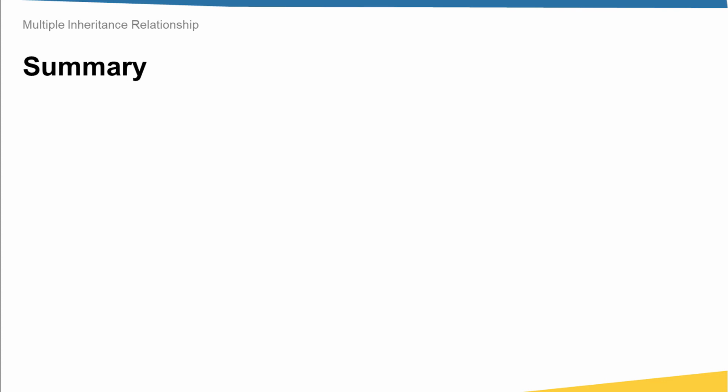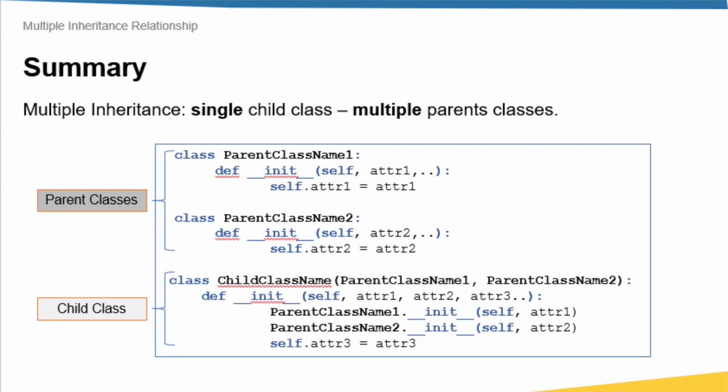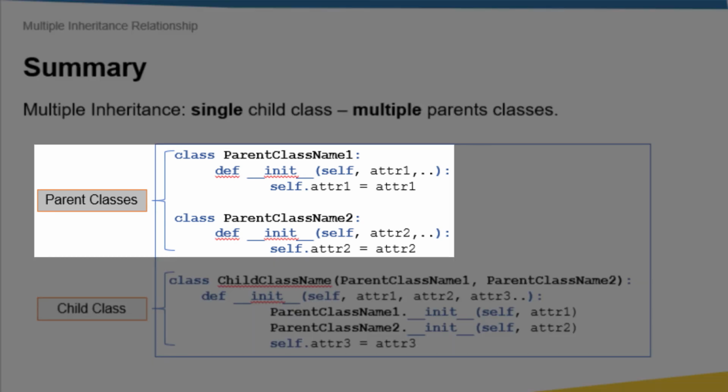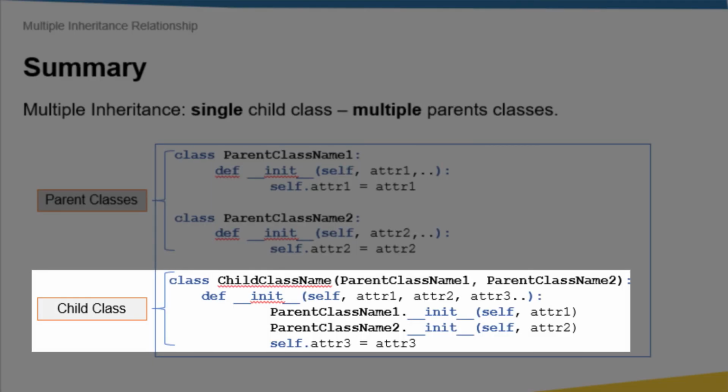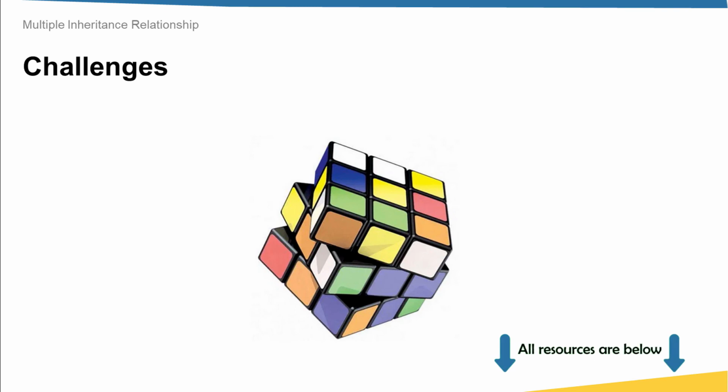Now let's recap what we have learned. Simply, in this lecture, we've talked about the multiple inheritance relationship, and we see that in this relationship we have a single child class and multiple parent classes. And in order to implement this relationship, first of all, you have to define the parent classes, and then you have to define the child class that should inherit all of these parent classes. And don't forget that you have to call, if it's necessary, all the parent classes' constructors within the constructor of the child class.